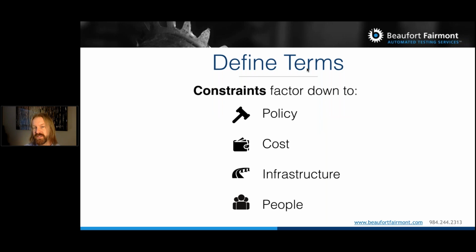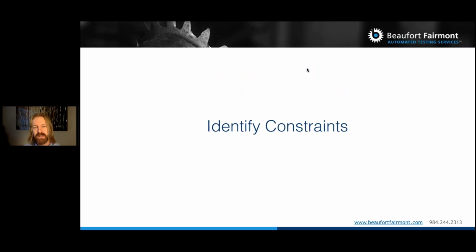As I was going through what constraints are, I realized that there are several abstractions that we can use in talking about constraints. Some of the factors that we use in defining what constraints are and building them, the pieces of that, are policy. These are things like internal and external regulations. Cost, this is both your labor and your capital expenditures. Infrastructure, this is both your technical infrastructure and your ability as an organization to do something. And then people. People like things, they don't like things. They are a major factor in identifying constraints.